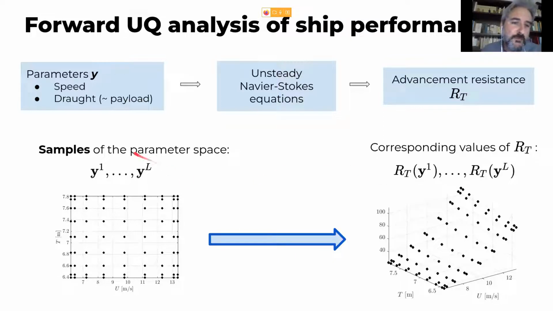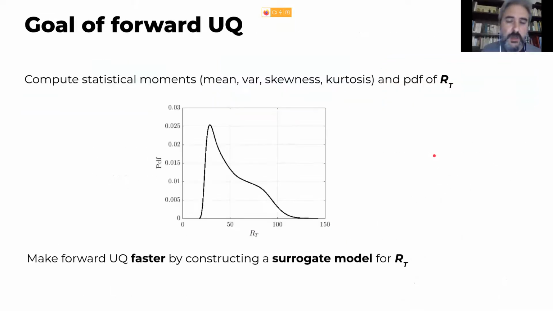Of course, what we want to do is forward UQ. So we sample the parameter space. The parameters are denoted by y. The vector y has two components: y1 is the speed and y2 is the draft. We sample the parameter space and get the corresponding values of the advancement resistance by solving the unsteady Navier-Stokes equations. That's what we want to do: compute the statistical moments, or ideally the full PDF, of the water resistance to advancement.